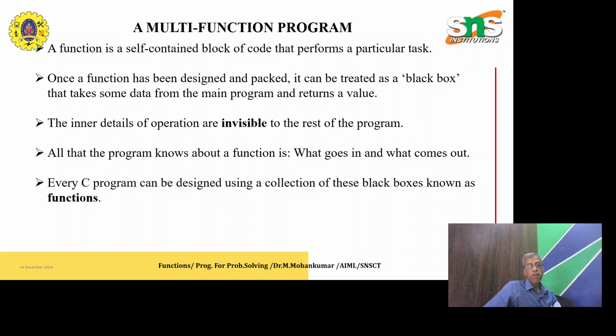Some percentage of the amount will be reduced in our billing section, and it will be reflected. So the inner details of operations are invisible to the rest of the program. All the program knows about a function is what goes in and what comes out. It is nothing but an accounts definition: debit what comes in and credit what goes out. Like that, what goes in and what comes out. Like that, we will consider the functions of activities.